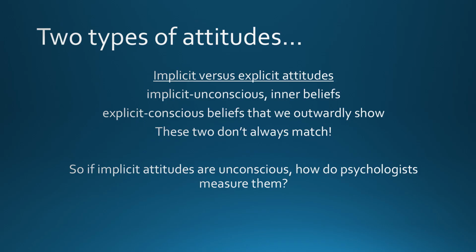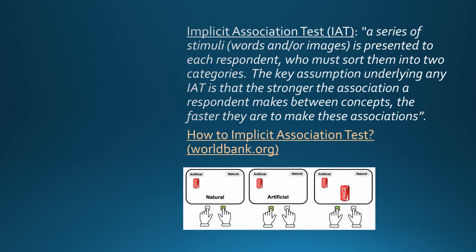So if implicit attitudes are unconscious, then how do psychologists measure them? If it's automatic and unconscious, how do you measure it? Mainly they measure it with the implicit association test, in which a series of stimuli, words and or images, is presented to each respondent, and they must sort them into two categories. The key assumption underlying any implicit association test is that the stronger the association a respondent makes between concepts, the faster they are to make these associations.